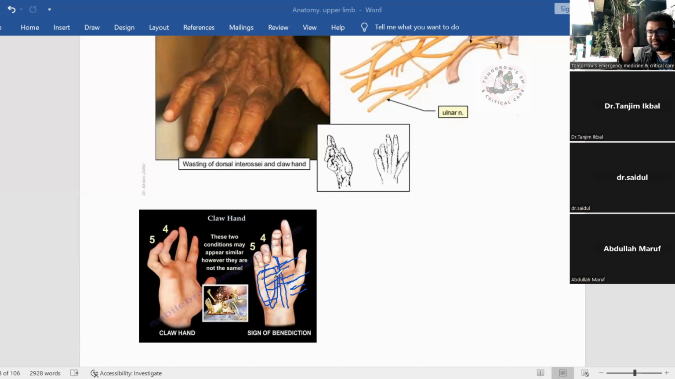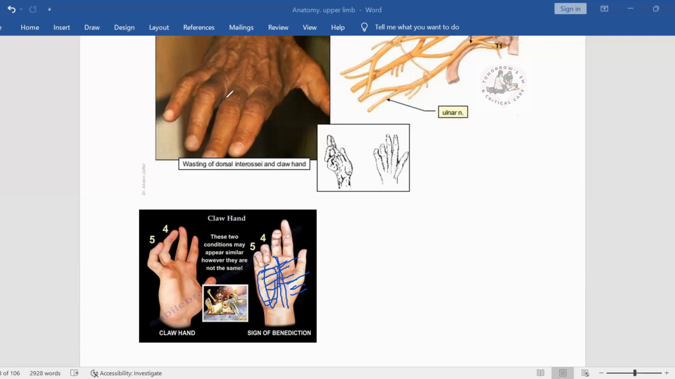I told you three things: sign of benediction, Pope sign, or bishop blessing symbol. Okay. So what is the function of the median nerve? It supplies the flexor group of muscles, isn't it? So when it is paralyzed, it causes this sort of lesion. When you ask the patient to make a clenched fist, he will be unable to do it, isn't it? So this one is a median nerve lesion.